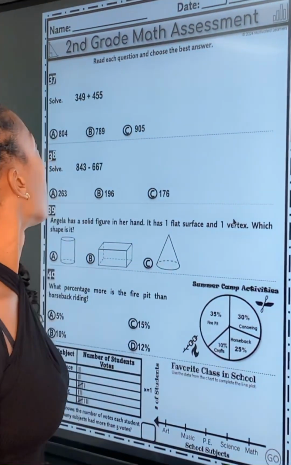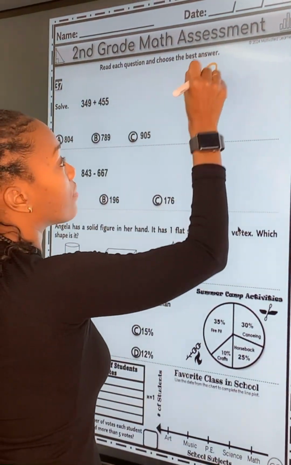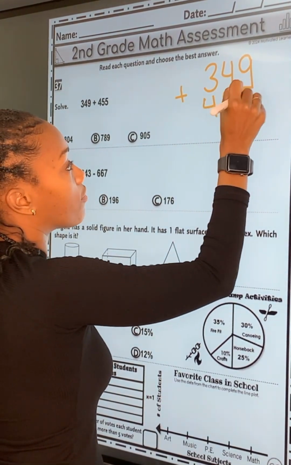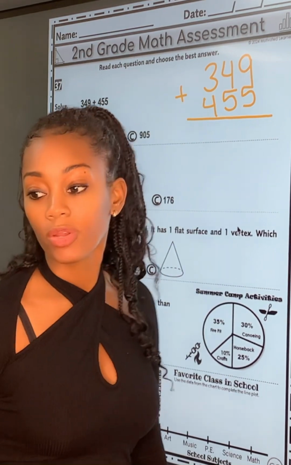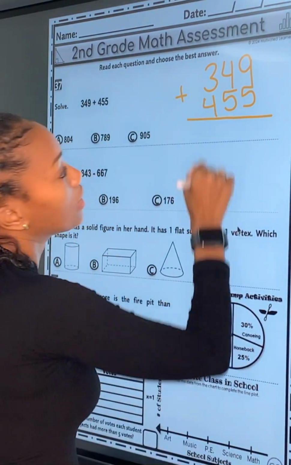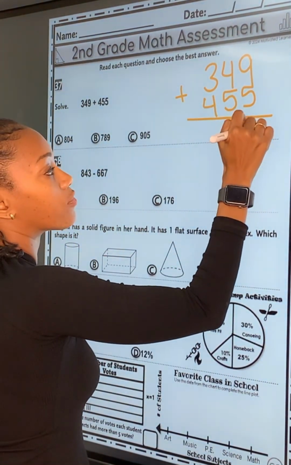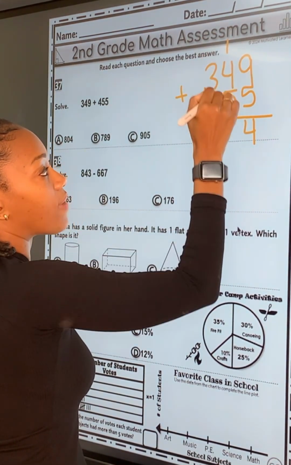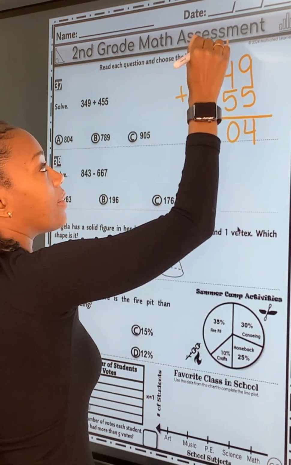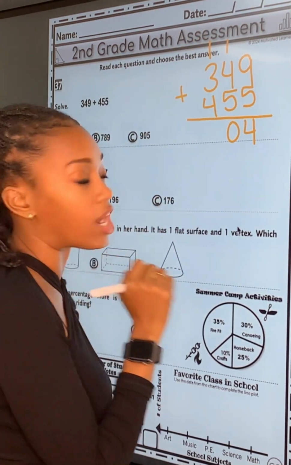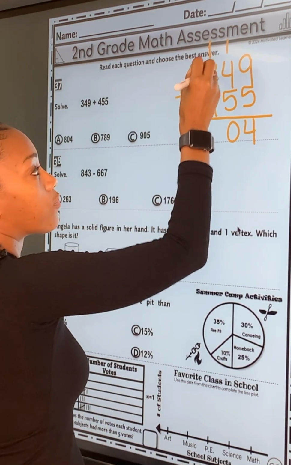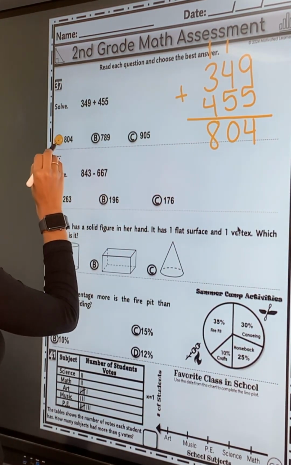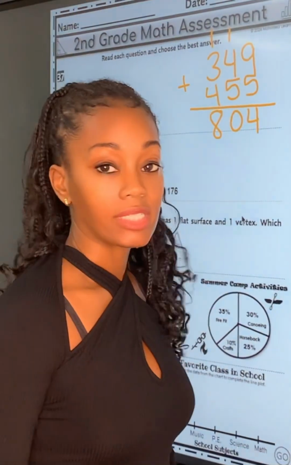All right, let's look at number 37. Number 37 says 349 plus 455. I'm going to rewrite it the long way to help me. 9 plus 5 is 14. I'm going to carry the 1. 1 plus 4 is 5, and 5 plus 5 is 10. I put my 0 here, and I carry the 1 to the hundreds place. 1 plus 3 is 4, and 4 plus 4 is 8. So my answer is A, 804.